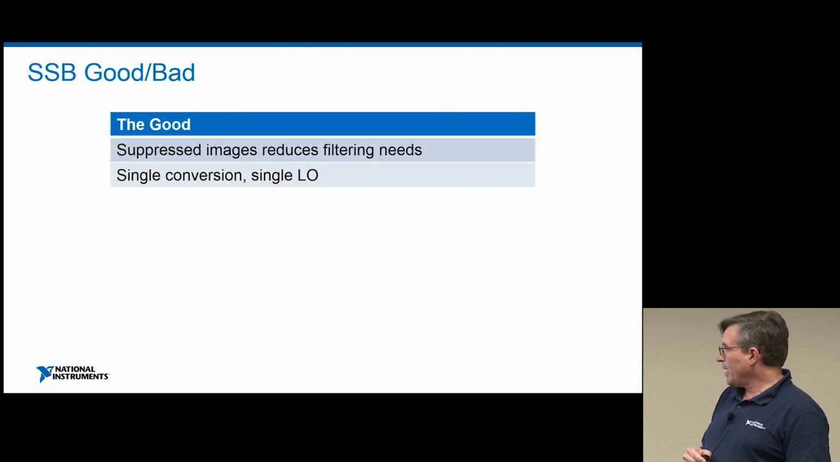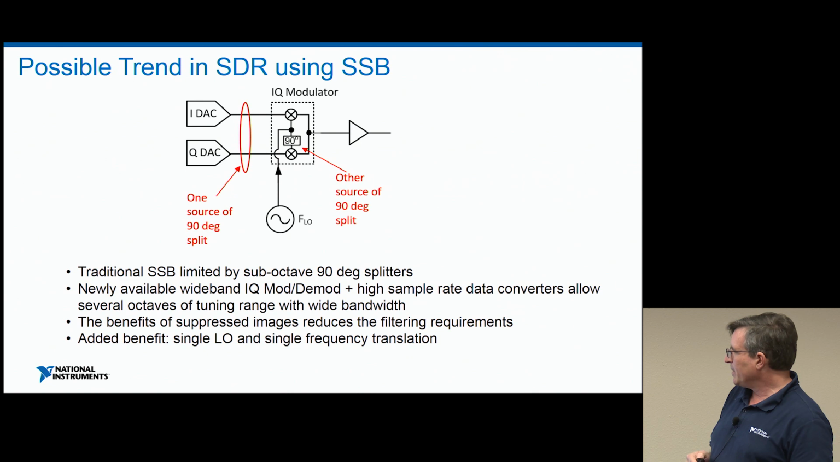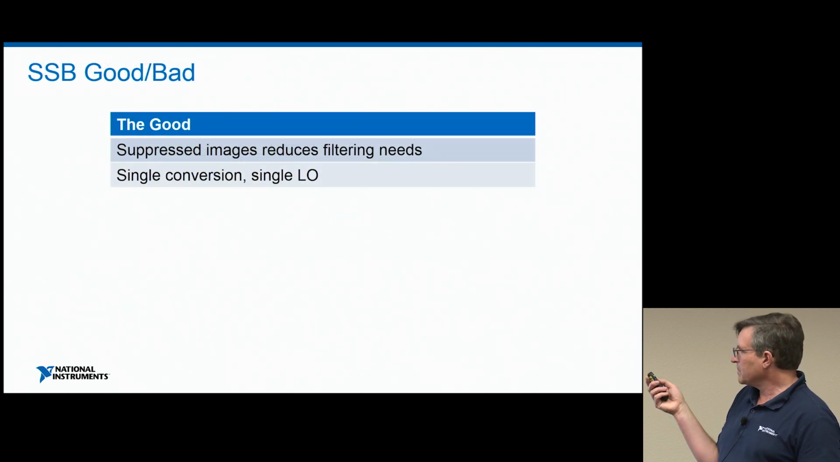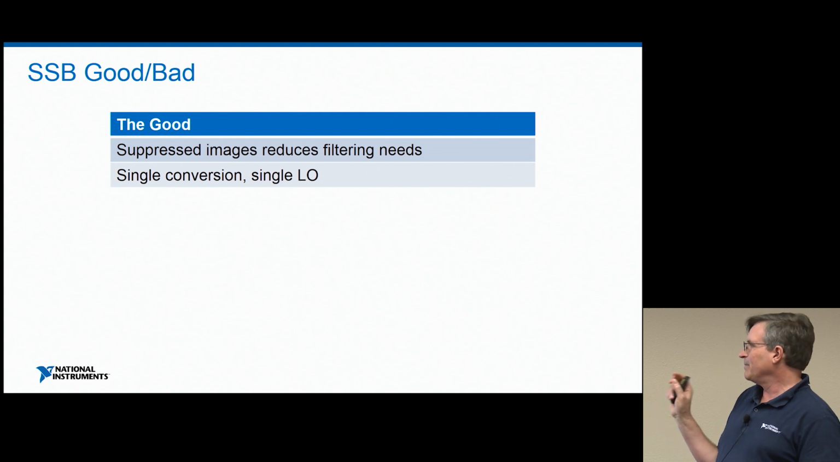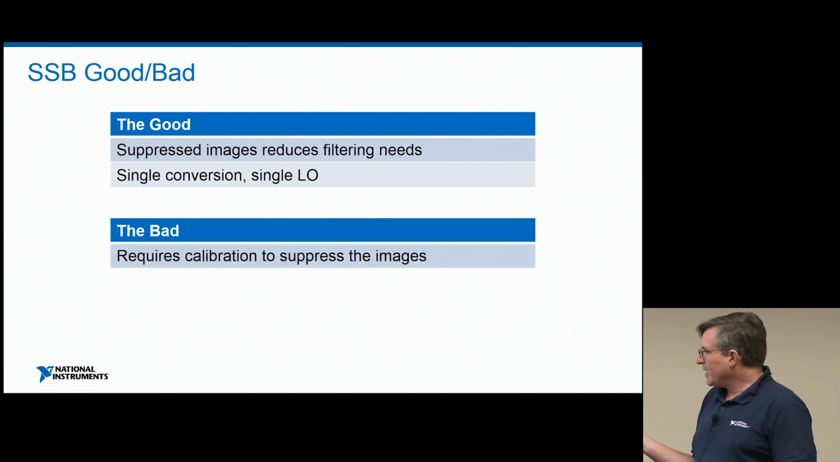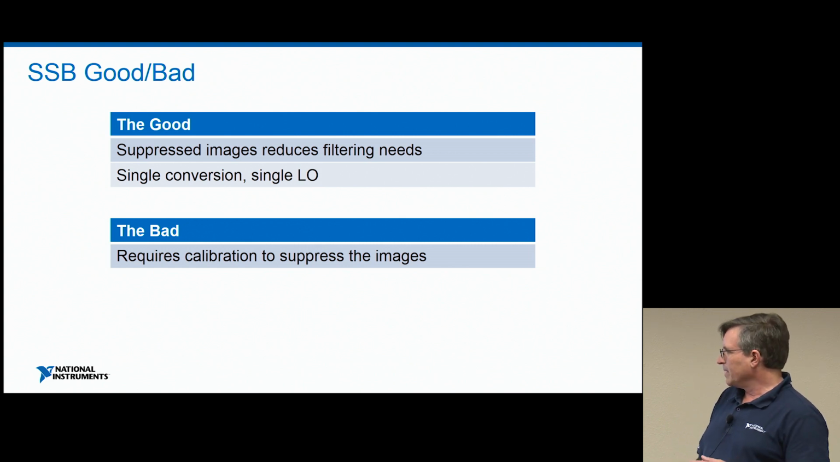Okay, I said I can suppress the images, but let's see. The good is I do have some suppressed images, meaning I reduce my filtering burden. I'm down to a single conversion, single LO. But the bad is I do still have some images. It's not perfect, so I might still have to do some calibration techniques, especially in the I&Q data, to suppress that even further.